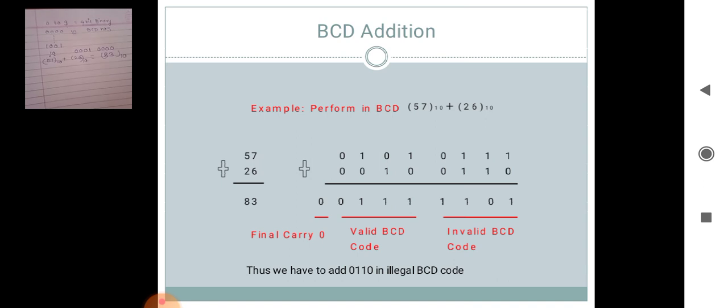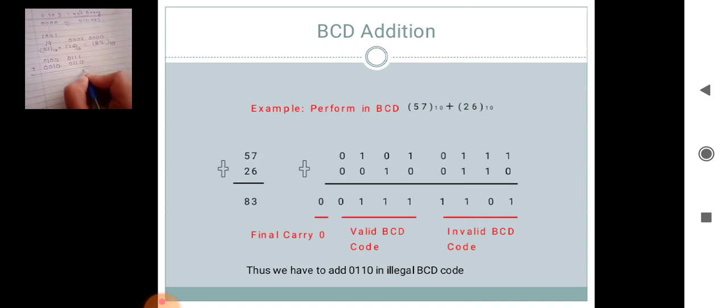And in BCD it will look like 4-bit for each decimal number. So first we'll write these numbers into 4-bit binary. Now 57 means I will write 4-bit binary first for 5, that is 0100. For 7, 0111, plus 26: for 2, I will write 0010. For 6, 0110. Now we'll perform the addition by applying the binary addition rule.